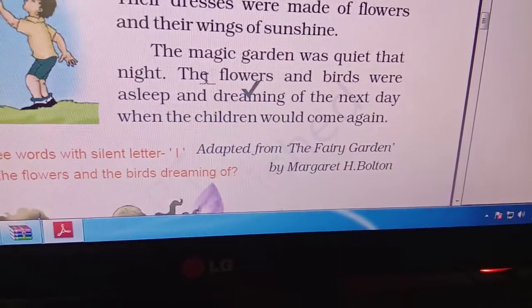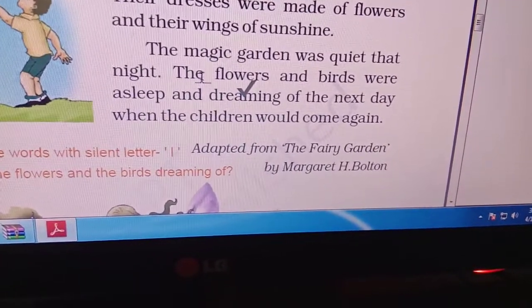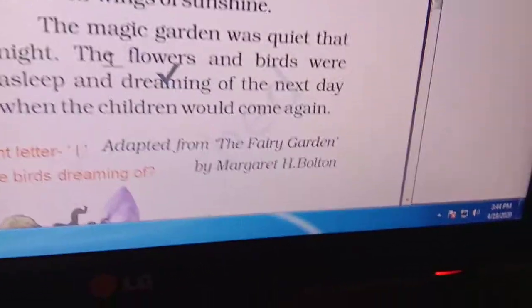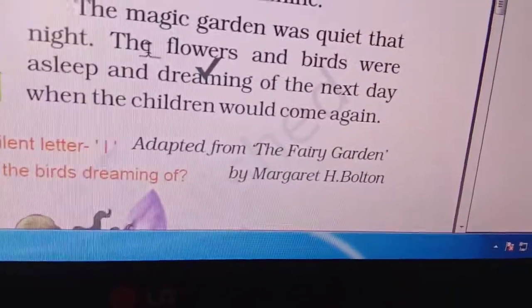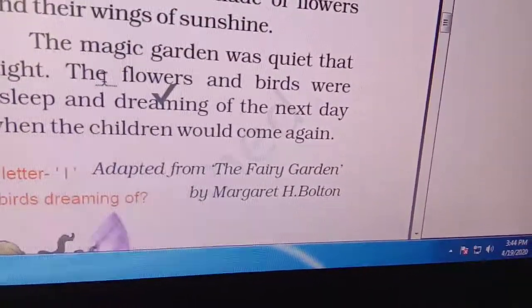And this Fairy Garden was adapted from the fairy garden. It was taken from the fairy garden by Margaret H. Bolton. You have to remember this writer's name.